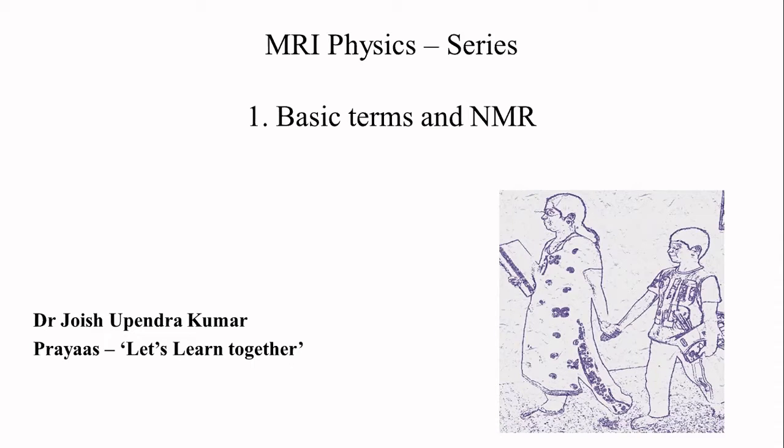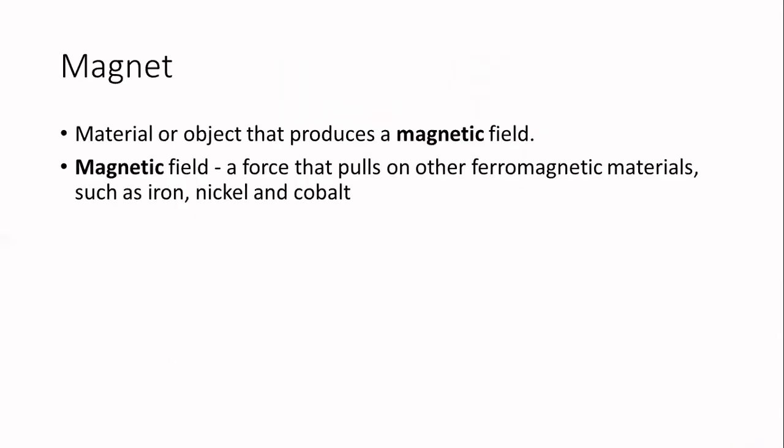I'm Dr. Joyesh Upendra Kumar, and today we'll be starting a series of short classes on MRI physics. The first one will be on the basic terminologies and what is called NMR, nuclear magnetic resonance. Before we go on to understand various sequences and how MRI works, we need to know certain basic terms. The first term we need to understand in MRI, that is magnetic resonance imaging, is what is a magnet.